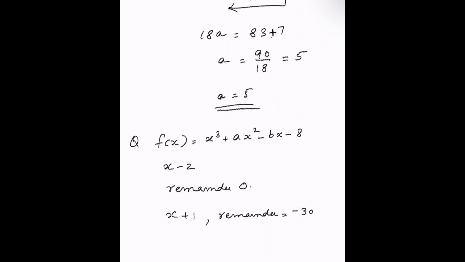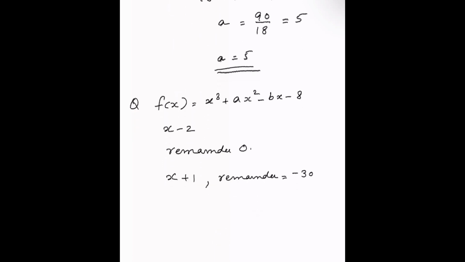So they are giving two divisors. I have one polynomial that is divided by two divisors. It's like 10 is divided by 5 and 10 is divided by 2. Two divisors, 5 and 2. Similarly, we have a polynomial divided by two divisors, x minus 2 and x plus 1. In each case you get a different remainder, and based on that remainder you need to find the values of a and b.